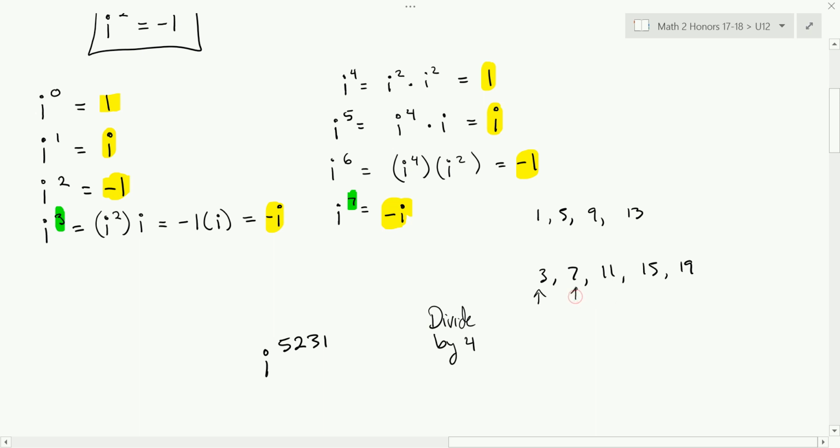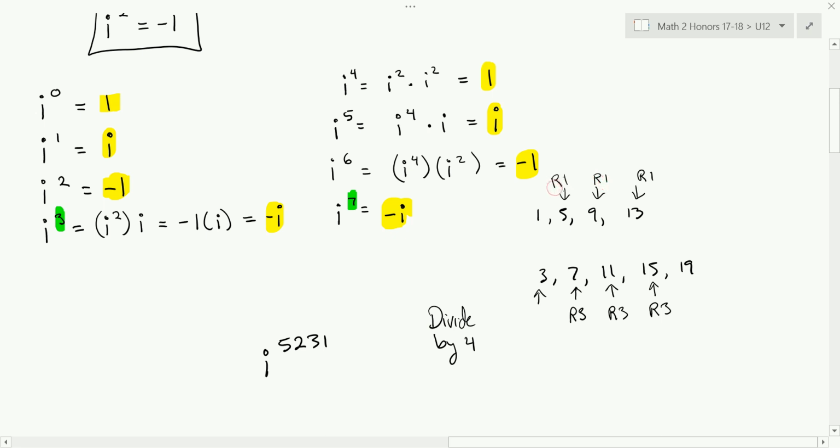Let's try 7. If you divide 7 by 4, what's your remainder? Okay, I get remainder 3. If I divide 11 by 4, what's my remainder? Remainder 3. If I divide 15 by 4, what's my remainder? 3. All these have a remainder of 3 after you divide them by 4. What remainder do these have? All of these have a remainder of 1 after you divide them by 4.